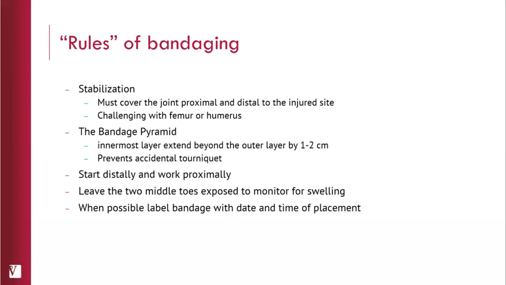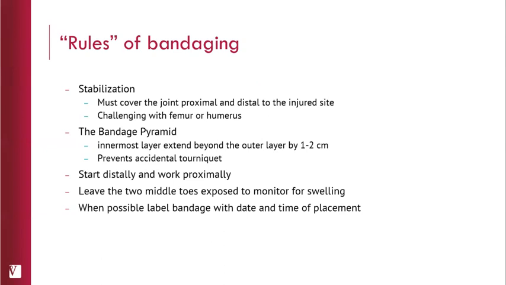When we're placing the bandage, you always want to start at the distal aspect of the location and work your way proximally. And if you are bandaging where it's going to include the distal portion of the leg, you want to make sure that you leave the middle 2 toes out, if this is a 4 or 5-toed animal, so that you can monitor those and see if there is development of swelling, which might indicate that there is a tourniquet developing from your bandage, or that the bandage overall is too tight, or that there are ongoing issues with that limb.